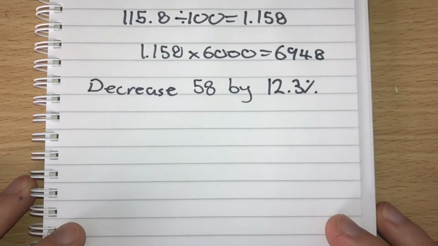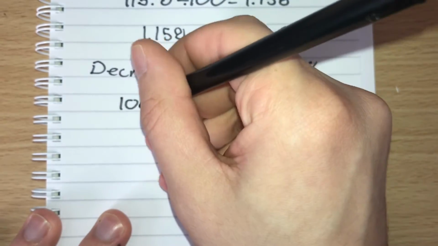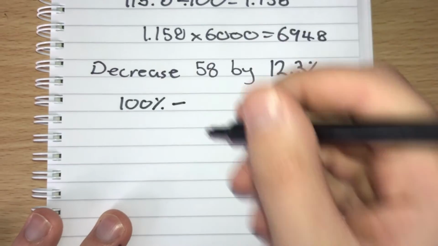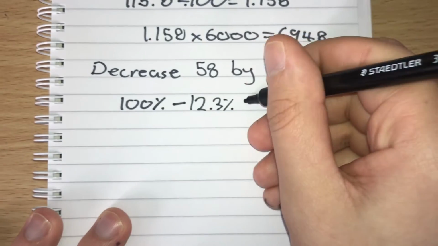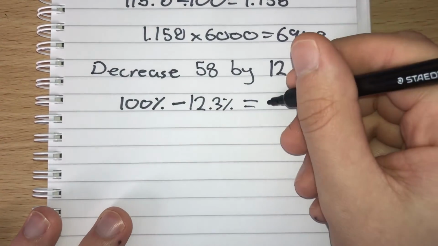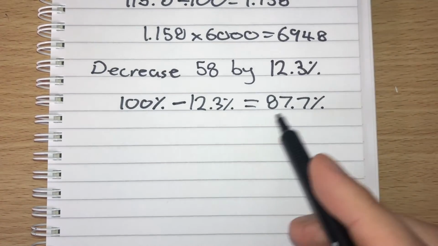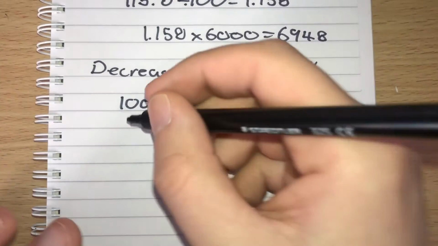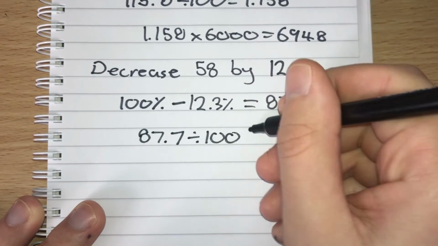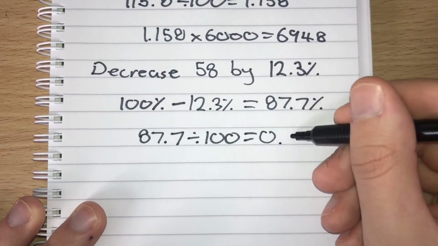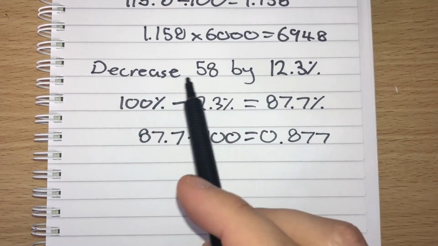Now let's look at our second one. Decrease 58 by 12.3%. So 100% is going to be our 58. We're decreasing now, so we're going down. We're subtracting 12.3%. If we do this takeaway, we're going to be left with 87.7%. Then we want to turn this 87.7% into our multiplier by dividing it by 100. So 87.7 divided by 100 gives us 0.877.